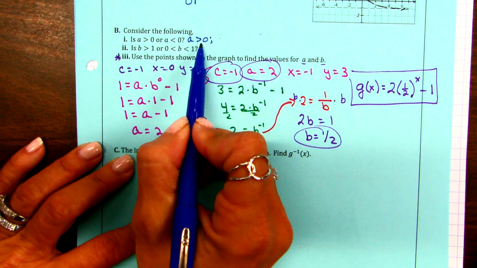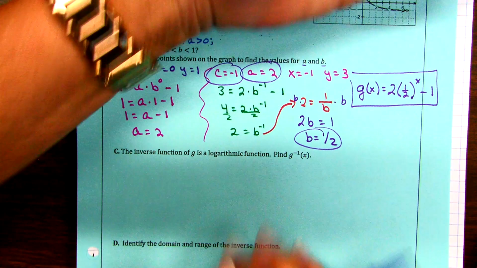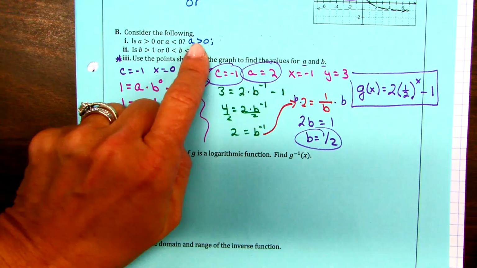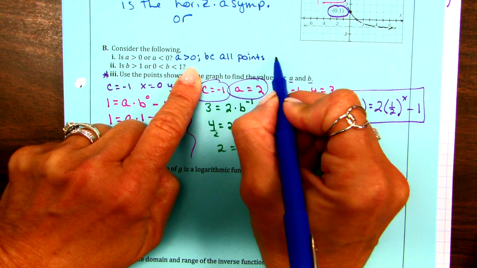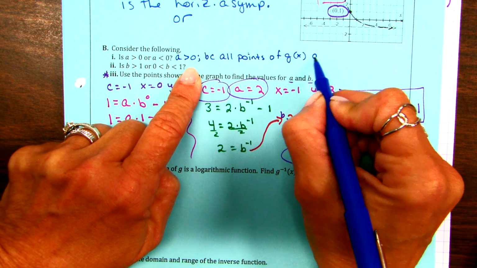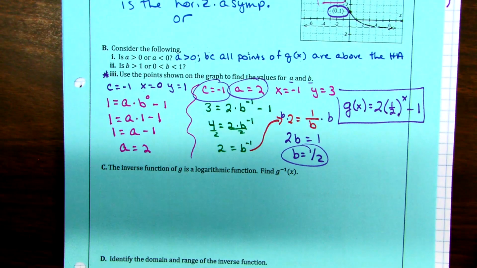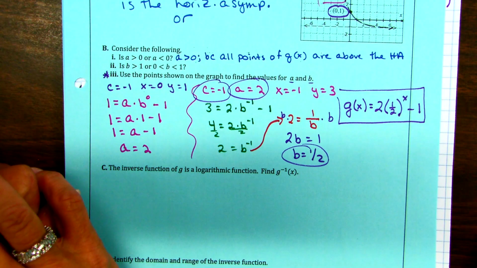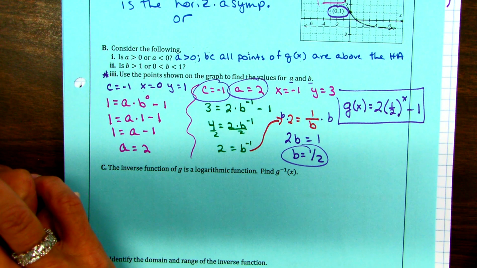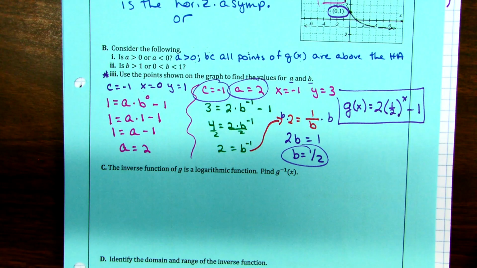If A is positive, that means there's no flip, okay? Right? Think about it. If A was negative, all these points would flip over the asymptote. So when A is greater than 0, it's because all points of g of x are above the horizontal asymptote. If A were negative, I would say because all points of g of x are below the horizontal asymptote. That's simple, okay? Because that's what a negative a value does. It flips you over the x-axis, and then the asymptote moved you a little bit. So you can just say over the asymptote.